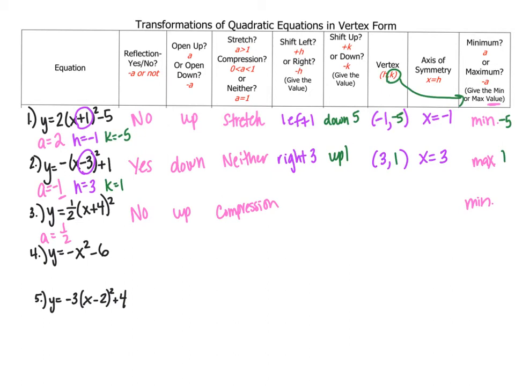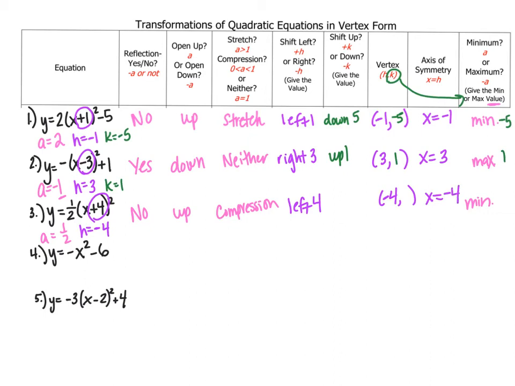Let's look at our H. Our H here, we're going to change that positive 4 to a negative 4 because we're going to be going left 4, which means I'm going to have an H of negative 4 for my vertex. And my axis of symmetry is going to be x equals negative 4.